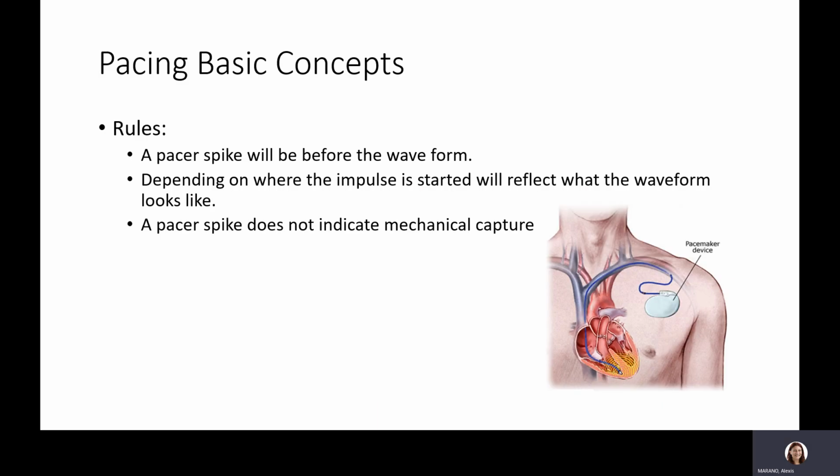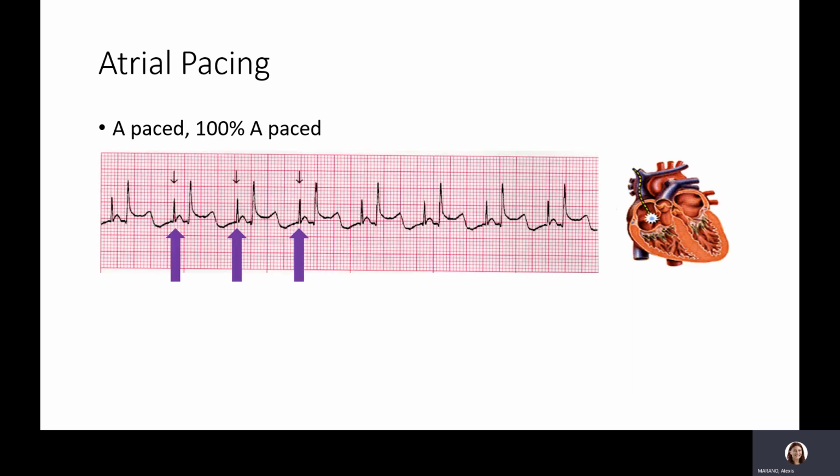So rule of thumb, your pacemaker should have a little spike right before the waveform it's triggering. Depending on where the impulse started, it will reflect on that waveform. A pacer spike does not indicate mechanical capture. So don't assume just because you see a pacer spike and then it's flat that there is meaningful activity. It could just mean the pacemaker fired, but it did not create the actual complex we want it to.